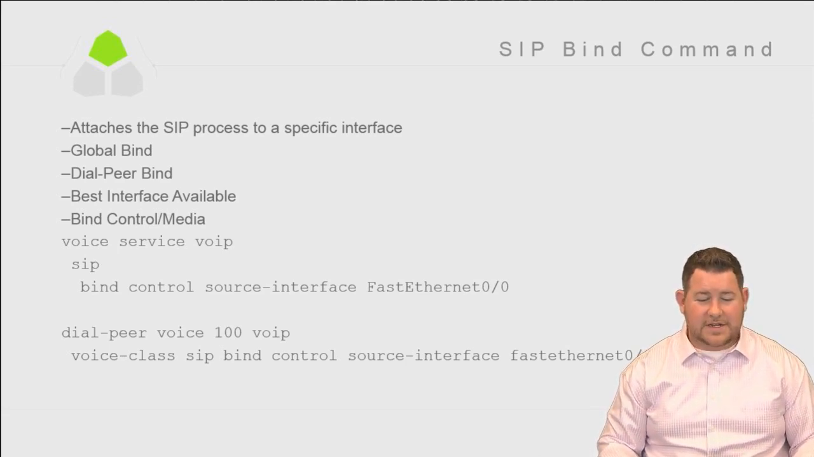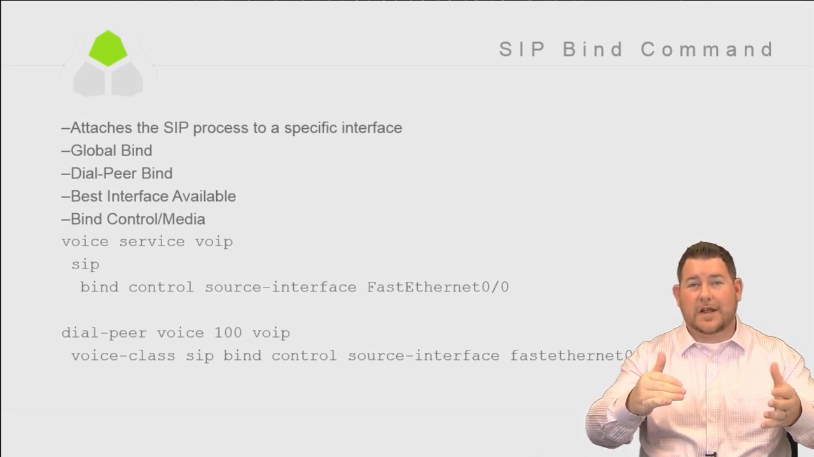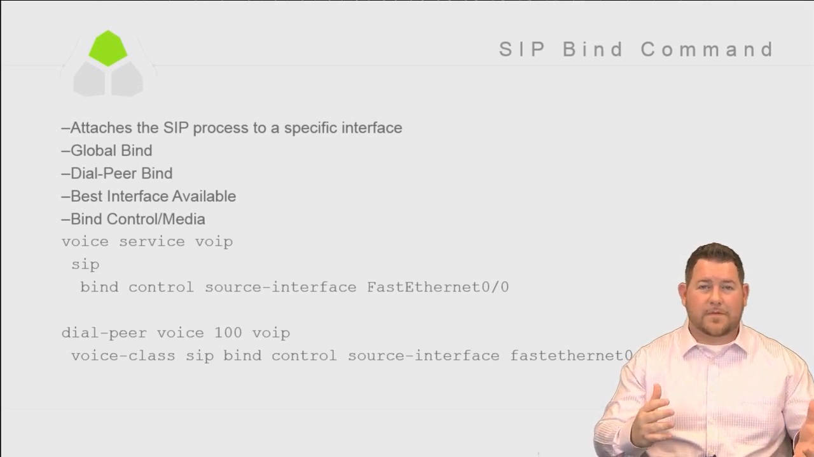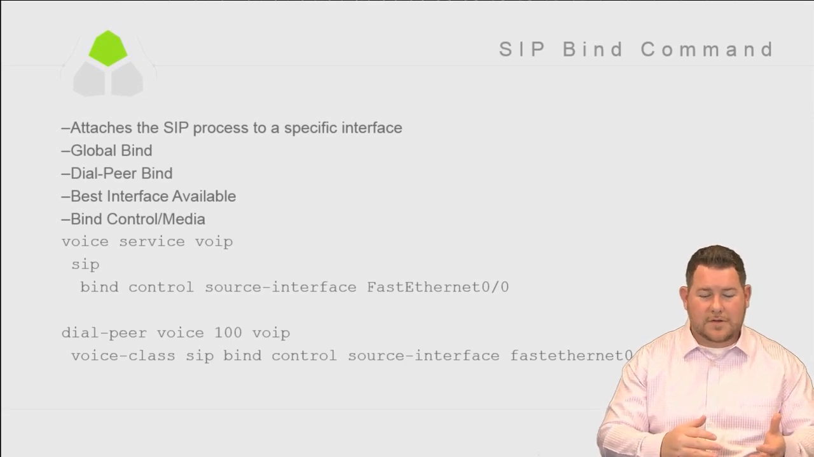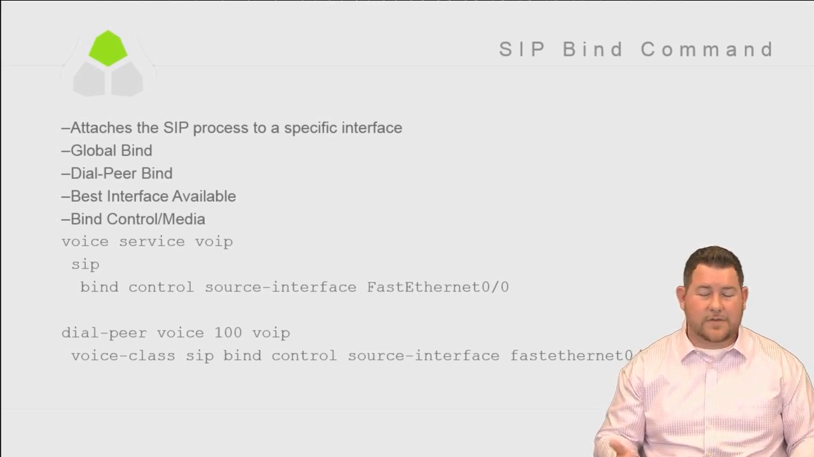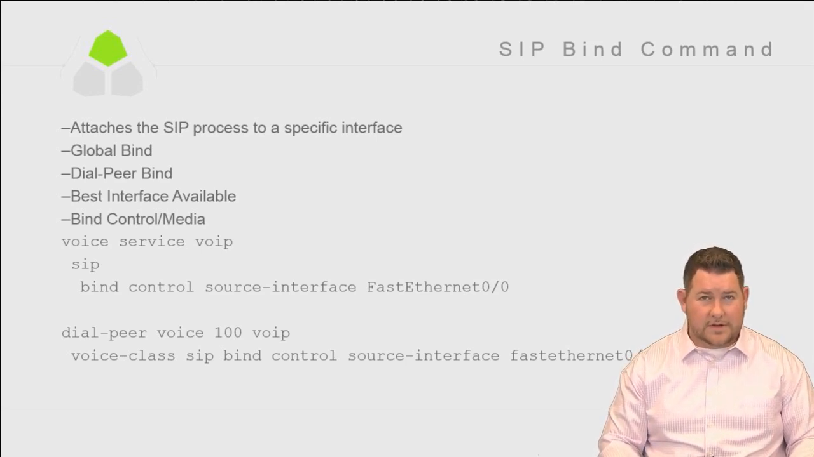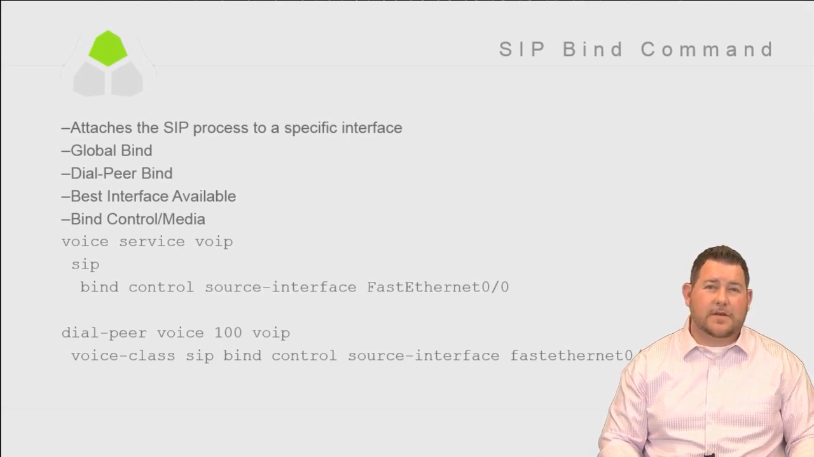Anyway, so it attaches itself to the SIP process to a specific interface, and you can do that a couple different ways. You can do that with the global bind command, which is under voice service VoIP. And you can see that down below here. The voice service VoIP SIP. So voice service VoIP is your global voice service configuration. And then under that, we've said we want to configure SIP. And then from there, we say we want to bind our control or media or both or bind all. Bind control to the source interface of FastEthernet 0/0 in this case. So we want to use FastEthernet 0/0's IP address as the one that's going to be connected to for the SIP process. We also can use multiple different bind interfaces.